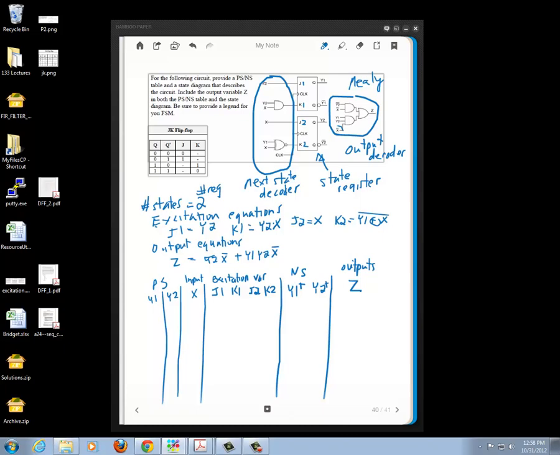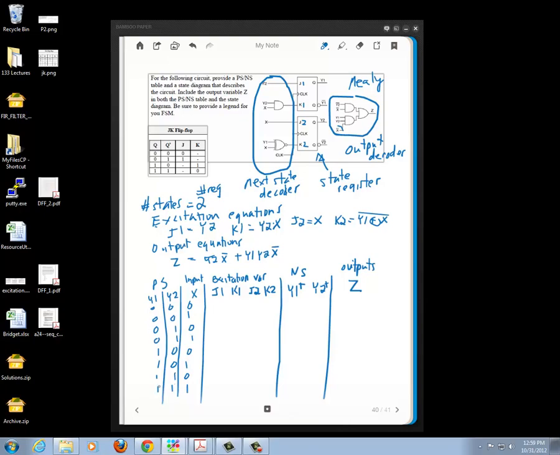Okay, so we're going to treat the present state and the input as all possible inputs to this circuit. Because we have three variables here, y1, y2, and x, we're going to have 8 possible input combinations. So I'm going to go ahead and write that in. We're going to have all zeros, then 1, 2, 3, 4, 5, 6, and 7. Alright, so we listed all 8 possible combinations of our inputs.